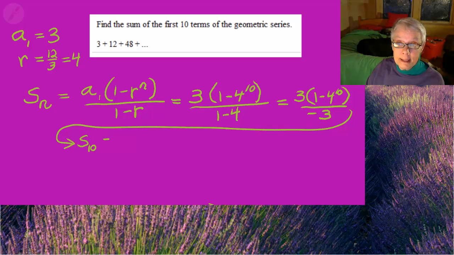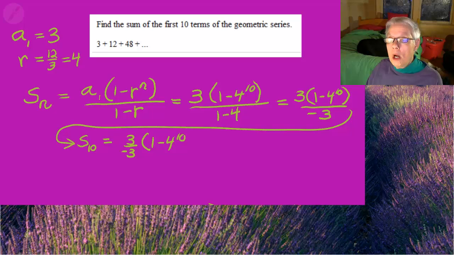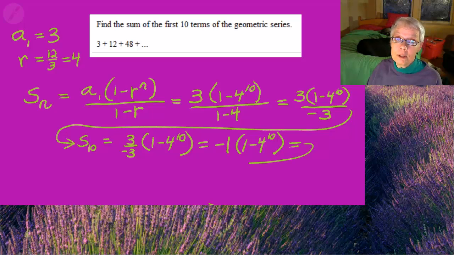And so S10 will equal 3 times, well, let's drag the denominator over. We'll have 3 over negative 3, parentheses, 1 minus 4 to the 10th power, and that will give us negative 1, times parentheses 1 minus, what is 4 to the 10th power? All right, we're going to have to put this in the calculator and find out.